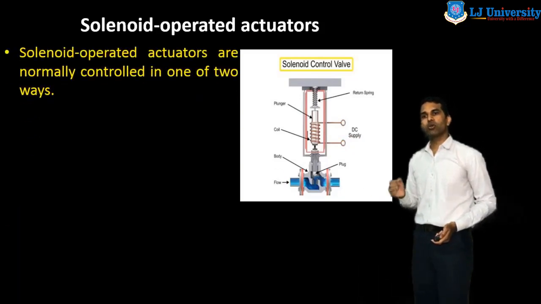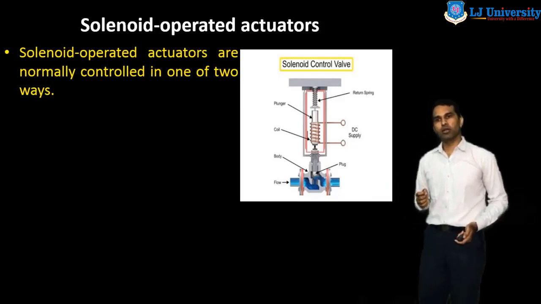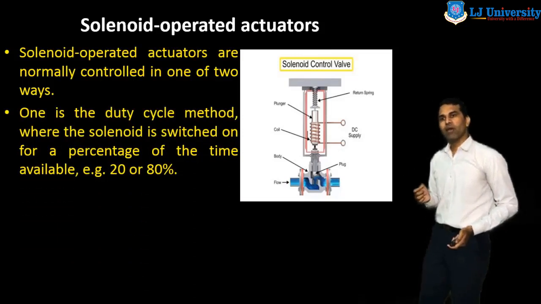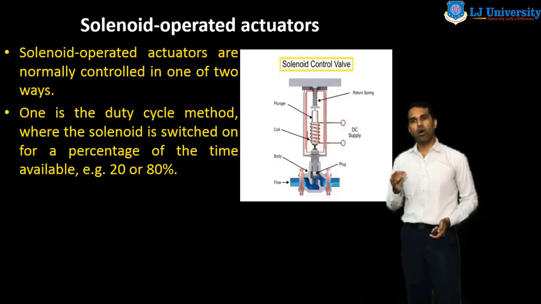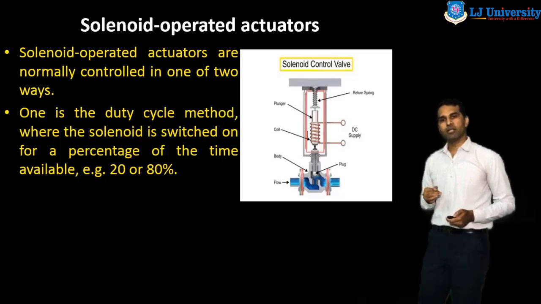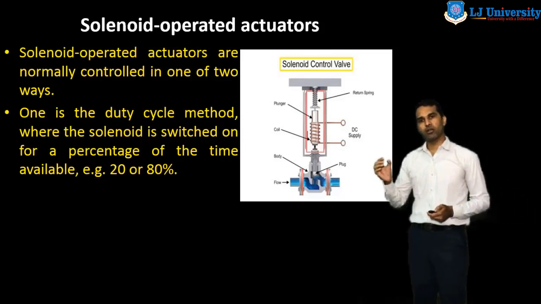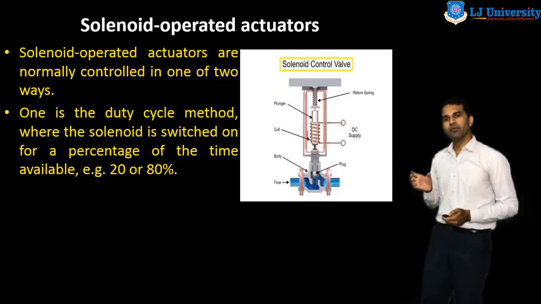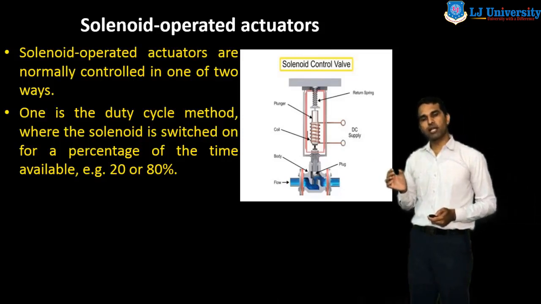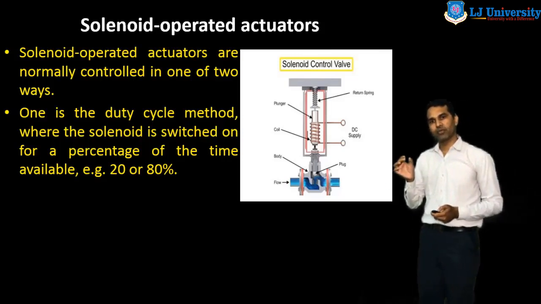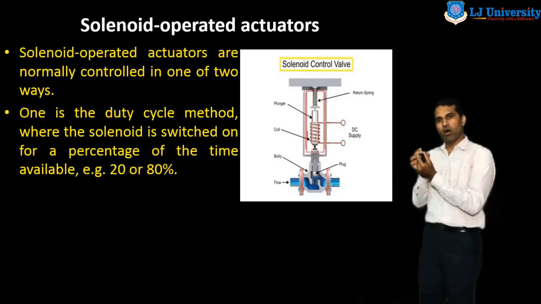Solenoid operated actuators are normally controlled in one of two ways. One is the duty cycle method, where the solenoid is switched on for a percentage of the time available. That means we can switch on the actuator for the duty cycle percentage. If it is a 20% duty cycle, the valve is open for 20% and the 80% is the off time.